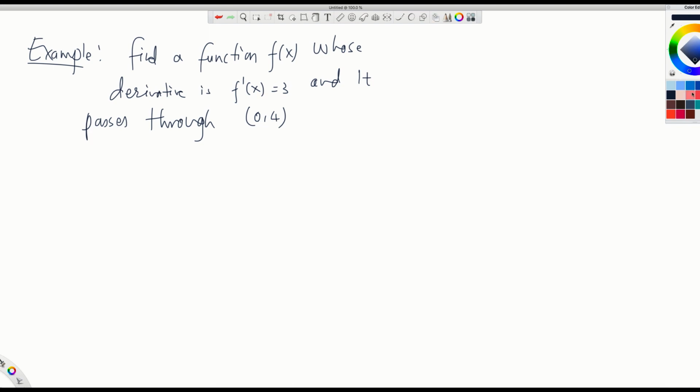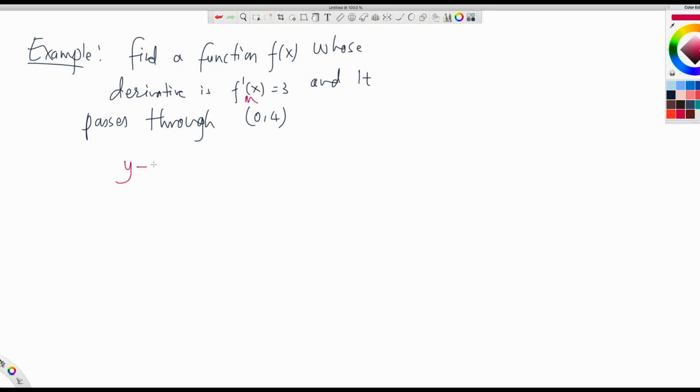You need to find a function f(x), or y, whose derivative is given and that passes through the point (0, 4). It is a very easy problem, because if one point is given and the derivative is given, basically the derivative is the slope. So what is the equation of the tangent line, or the equation of the line? It is y minus y1 equals m times (x minus x1).